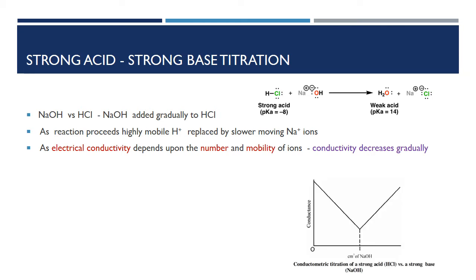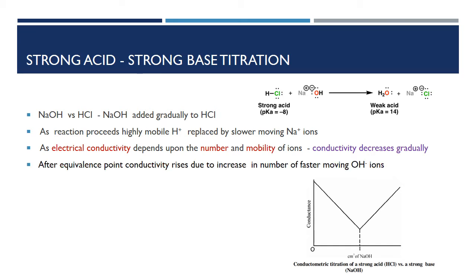This can be seen from the graph. As you can see, in the first portion of the graph, there is a downward slope. This region represents the decrease in conductivity. The conductivity value continues to decrease till the endpoint is reached. After the endpoint, on further addition of NaOH, conductivity begins to rise. This is because of the increase in the number of fast-moving OH- ions. Endpoint is measured graphically as the point of intersection of the linear portions of the curve.